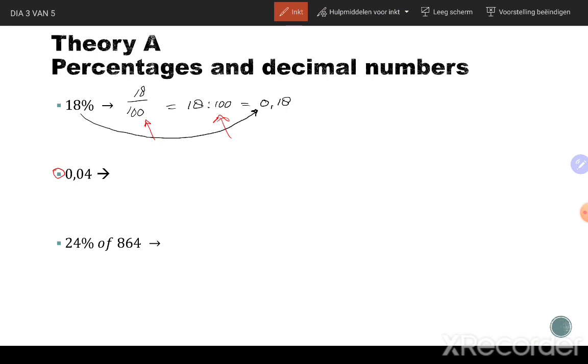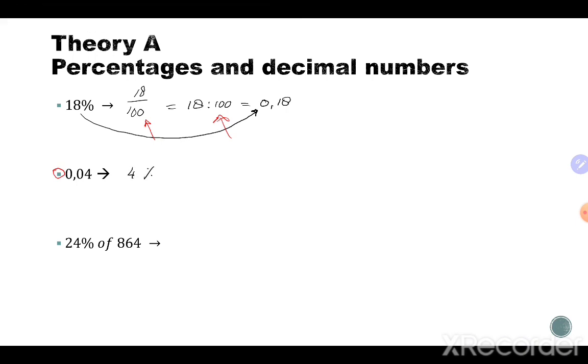So 0,04 is exactly the same as 4%. Or you can say 0,04 is 4 over 100, and 4 over 100 is exactly the same as 4%. So know that the decimal number 0,04 is exactly the same as 4%, and even the opposite.